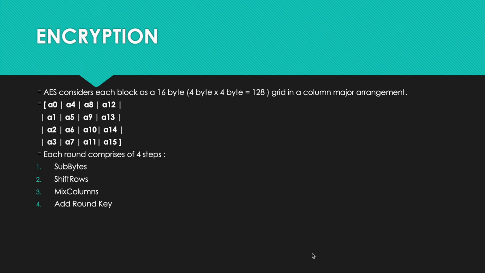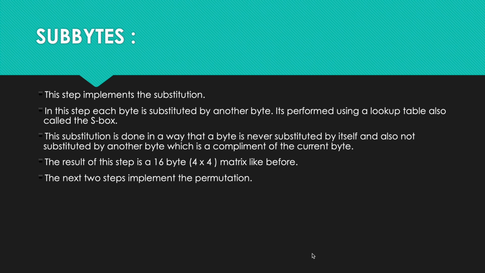Encryption. AES considers each block as a 16 byte, 4 cross 4 grid, which equals 128 bits, in a column major arrangement as shown below. Each round comprises 4 steps: sub bytes, shift rows, mix columns, add round key. Sub bytes. This step implements the substitution. In this step, each byte is substituted by another byte. It's performed using a lookup table, also called the S box.